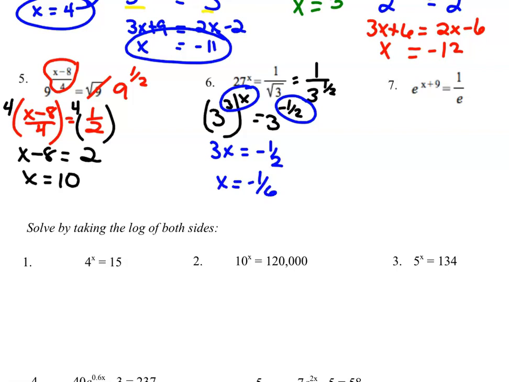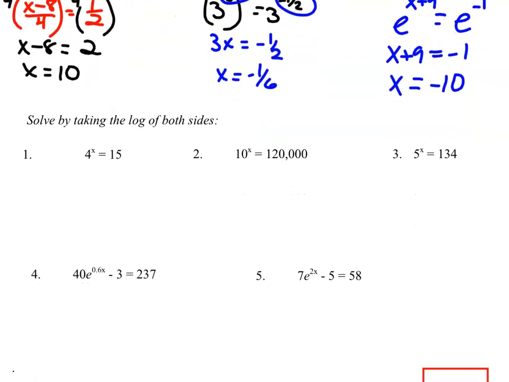Okay, similar idea here in number 7. 1 divided by e is the same as e to the negative 1. We can use a negative power to cause that to be the reciprocal. Instead of 1 divided by e, we just get e. Powers have to match now, so x plus 9 has to equal negative 1, so x would have to be negative 10. So in those first 7 examples, we were able to get both sides to have the same kind of base, and then it's just a matter of setting the powers to be equal.